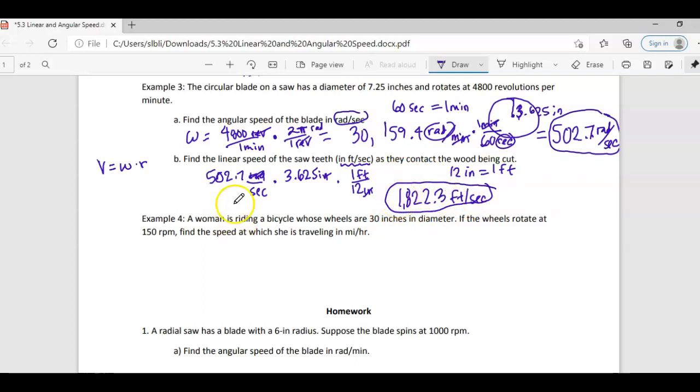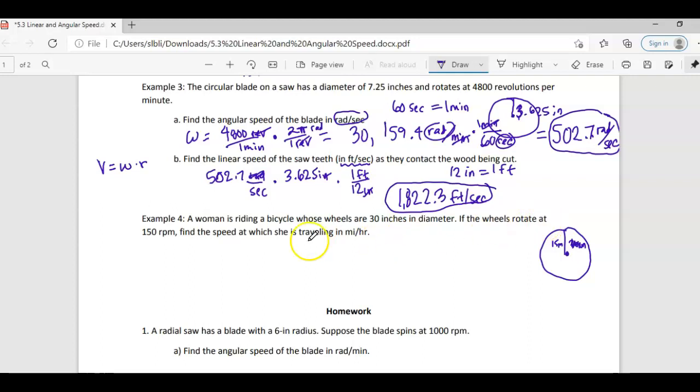So it's pretty fast. Okay, a woman is riding a bicycle whose wheels are 30 inches in diameter. Again, it's giving us the diameter, right? And we need the radius. So we have 30 inches here is our radius. Nope, sorry, 15 inches. The diameter is 30, so the radius is 15 inches.